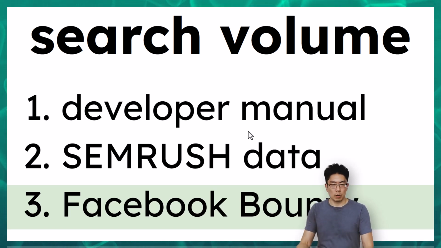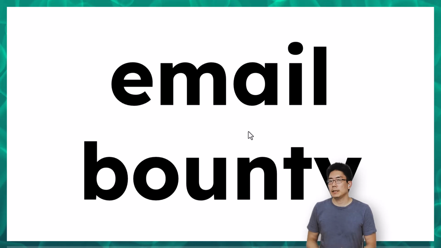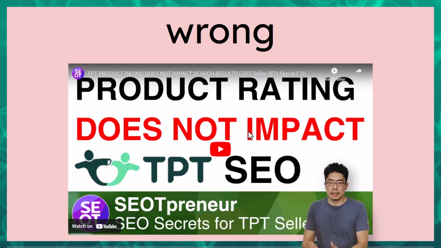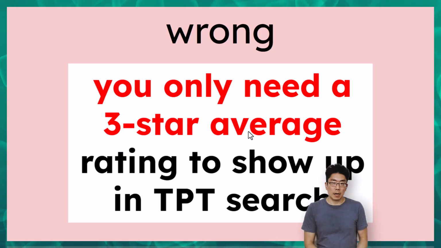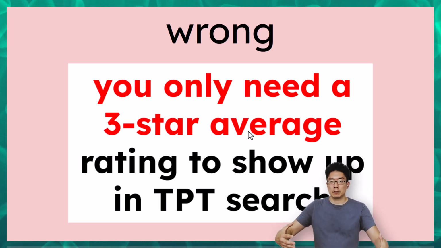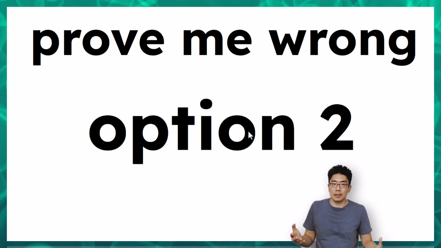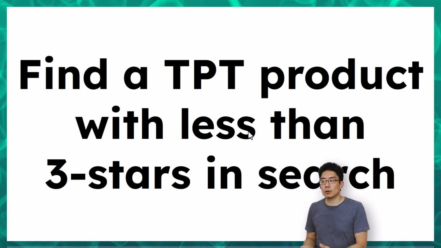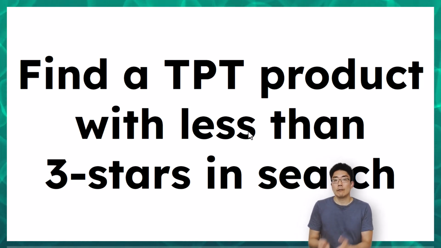A bounty is a reward. So recently, I did an email bounty with the SEOTpreneur email community. And last week I had a video about product rating and does it impact TPT SEO? And at the time, I thought you only need a 3-star average rating to show up in TPT search because I thought that maybe they were filtering results below 3 stars from showing up. But I'm just one person. It's easier if a whole community helps out to try to look for information. So I asked in the video, prove me wrong, and I asked people in the email community, find a TPT product with less than 3 stars in search and reply to that email.